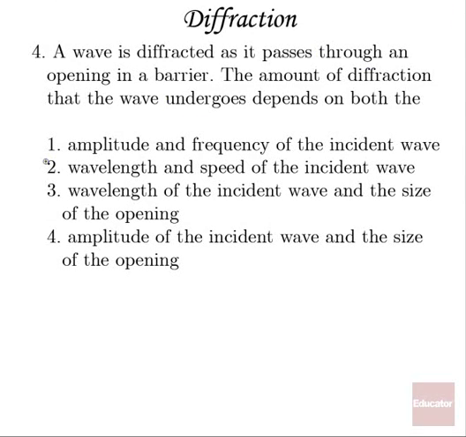Number 4. A wave is diffracted as it passes through an opening in a barrier. The amount of diffraction that the wave undergoes depends on both the amplitude and frequency. Nope, not amplitude and frequency. Wavelength and speed of the incident wave. No. 3. Wavelength of the incident wave and the size of the opening. Now we're talking. There's our answer. An amplitude of the wave and size of the opening? Nope, it's wavelength of the incident wave and the size of the opening. Correct answer there, number 3.